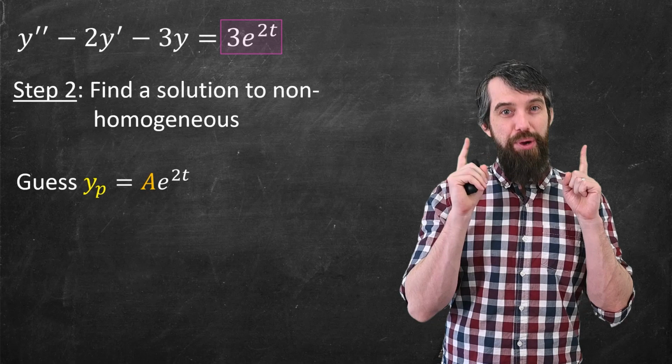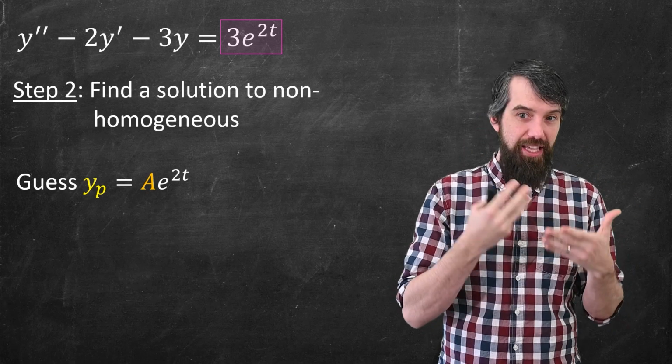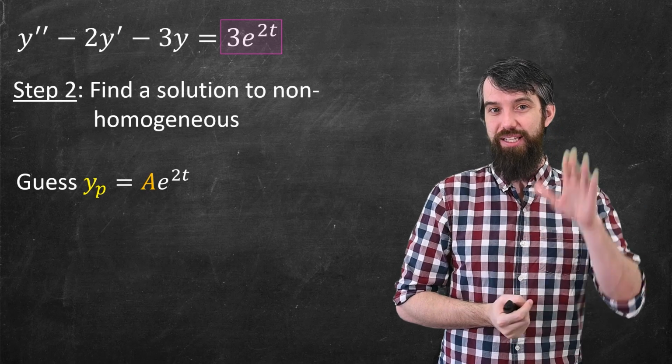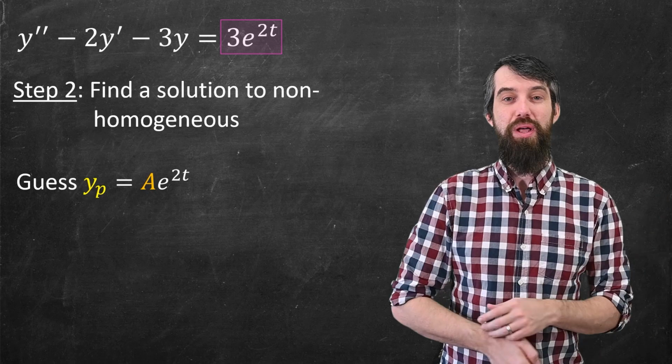Instead of the 3, I put an undetermined coefficient a. But other than that, I leave the same structure. The e to the 2t is going to be the same. So my guess is some constant a times e to the 2t. It's a guess, so let's just plug it in.